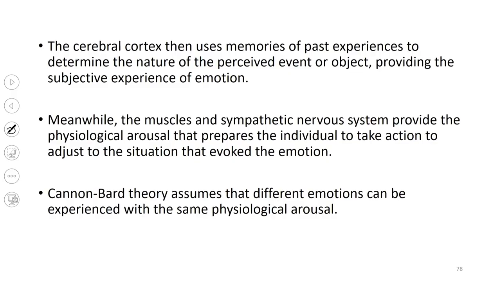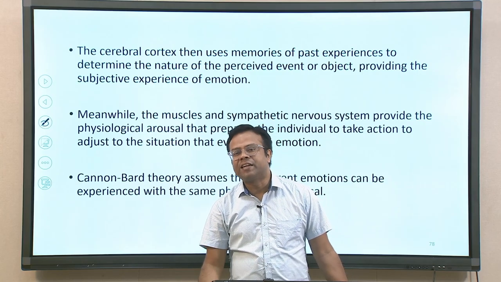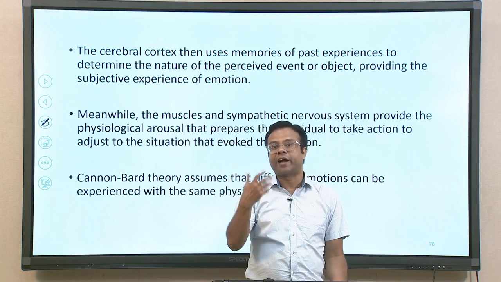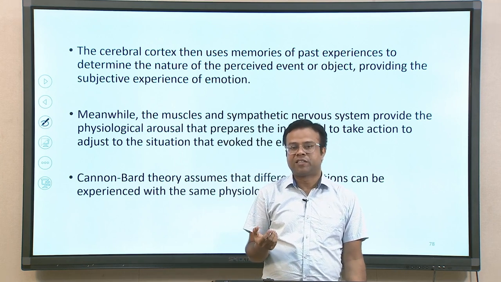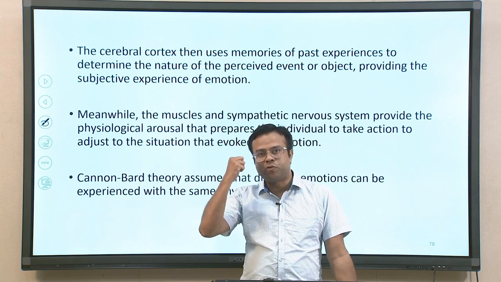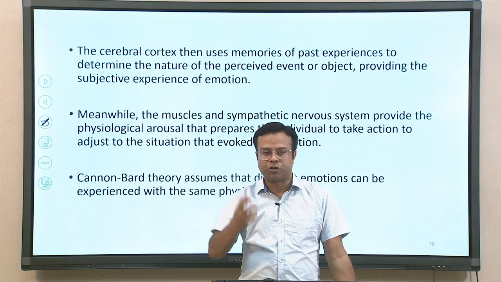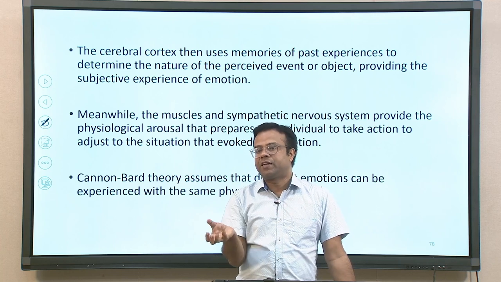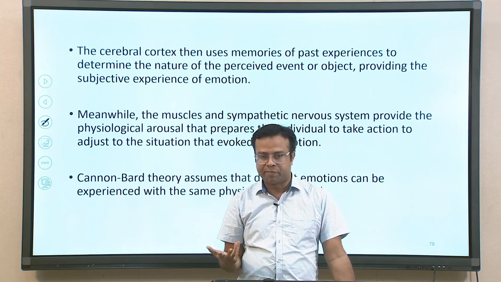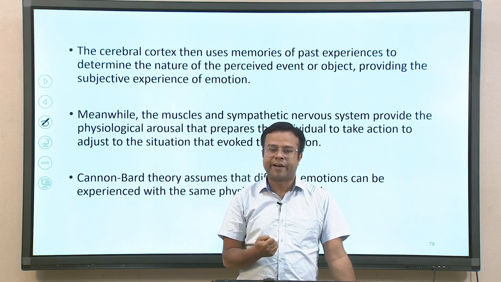The cerebral cortex then uses memories of the past. The cerebral cortex is for higher thinking. Human beings have the cerebral cortex, which helps them think in detail. It uses memories, past experiences, everything, to process information. It determines the nature of the perceived event, what kind of event this is, and gives you the feeling part, or subjective experience, of an emotion. Muscles and the sympathetic nervous system provide physiological arousal that prepares the individual to take action and adjust to the situation.